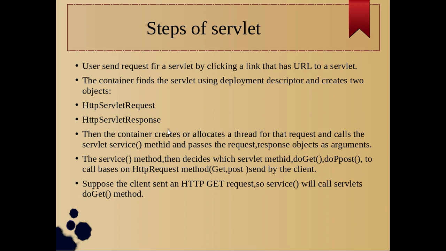For whichever client request comes, the container will allocate a thread and call the service method. It will call the service method and pass the request and response objects as arguments. Then the service method decides which method to use, doGet or doPost, depending on that request. It processes the request further, generates a response, and sends the response back to the client. And we have also seen the difference between get and post by practical demonstration.